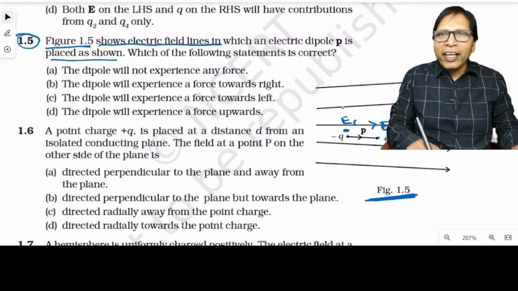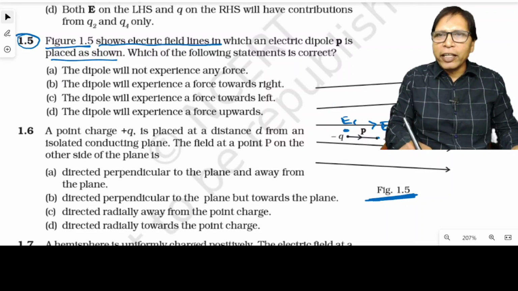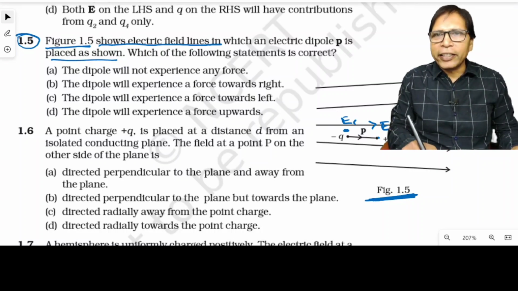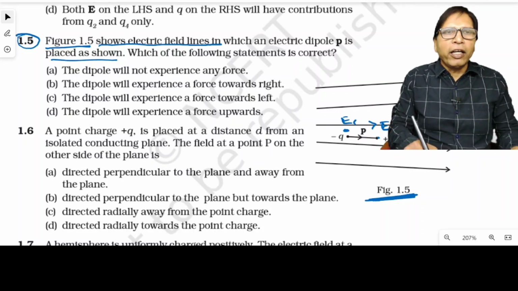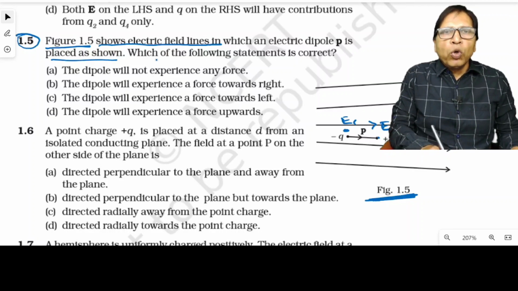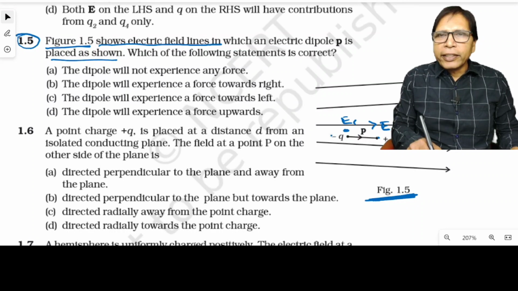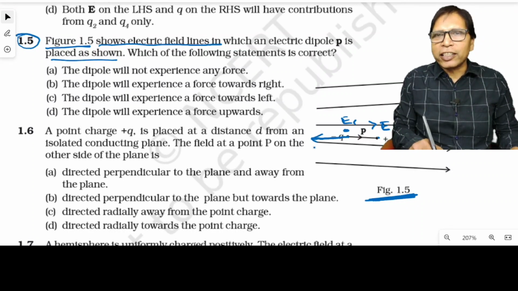So look at this, here lines of force are closer, here lines of force are far away. That is why E1 is greater than E2. Okay. Now look at this. Which of the following statements are correct? Look at this. The charge minus Q experiences force along this direction. So this is the QE1.